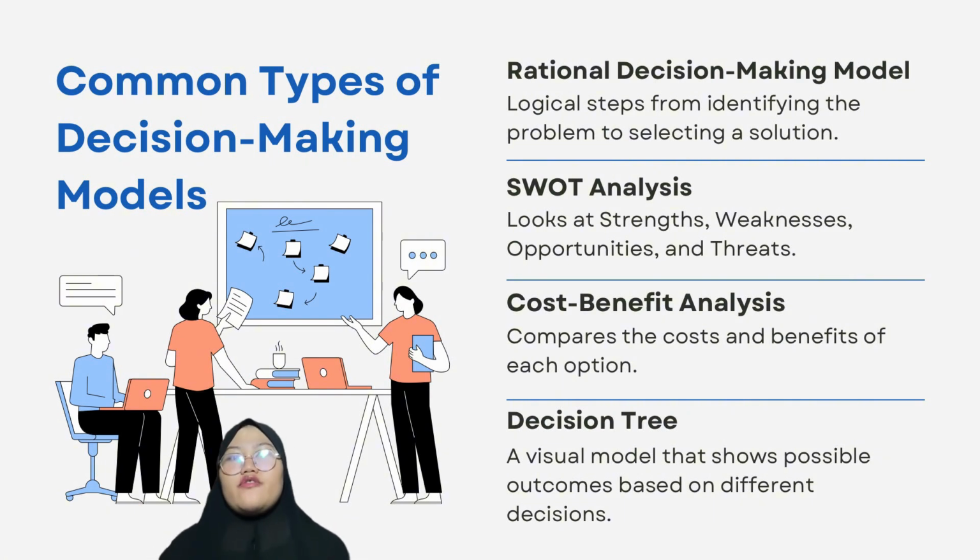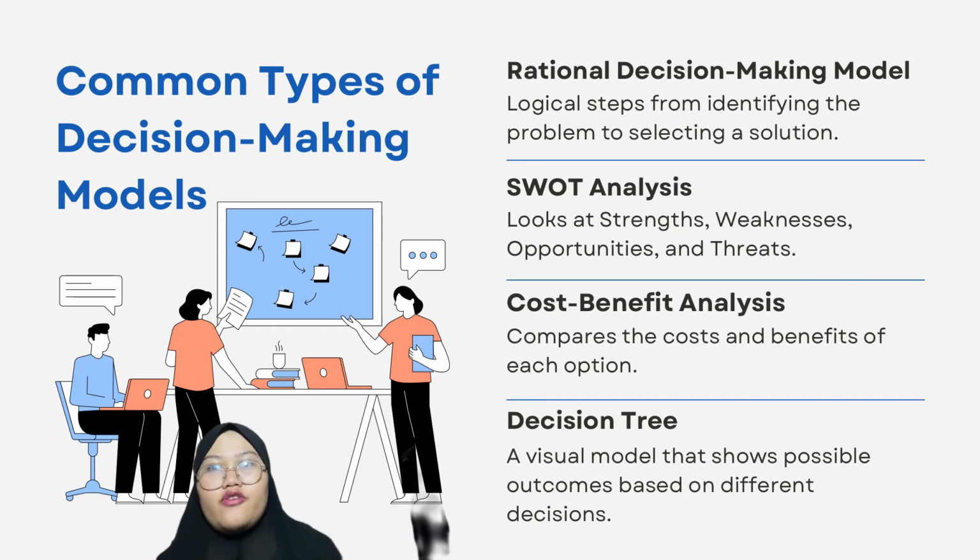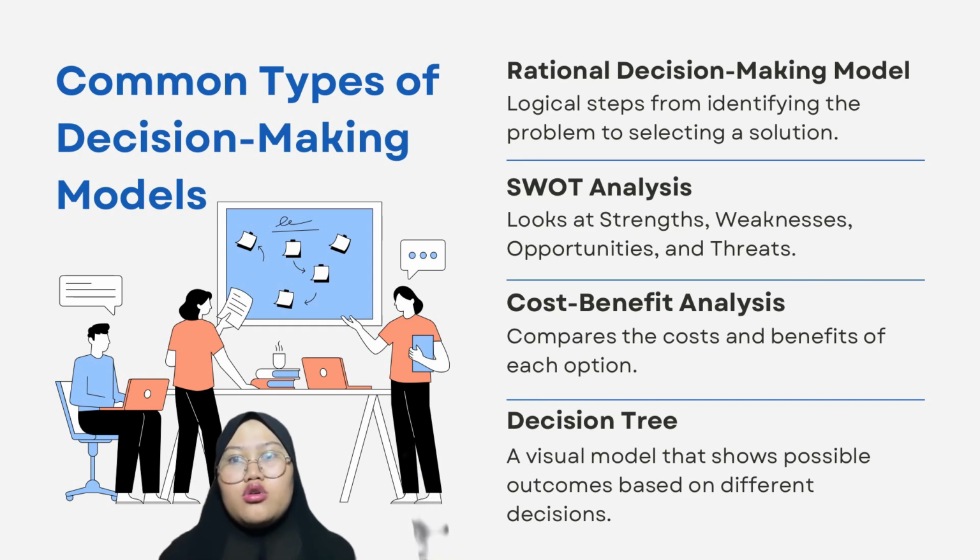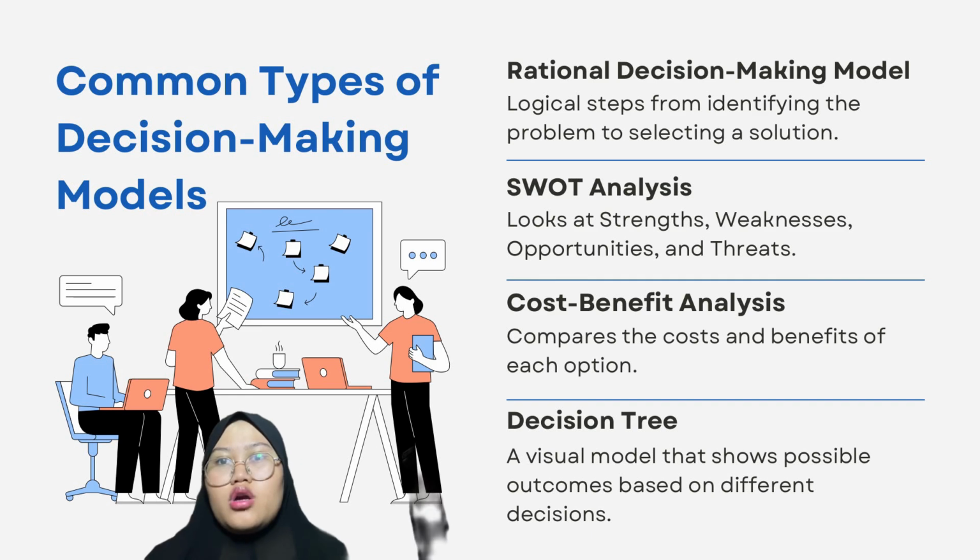And the last material from me is common types of decision-making models. First is rational decision making model, which is logical steps from identifying the problem to selecting a solution. 2 is SWOT analysis. It looks at strengths, weaknesses, opportunities, and threats. 3 is cost-benefit analysis. It compares the costs and benefits of each option. 4 is decision tree. It is a visual model that shows possible outcomes based on different decisions.